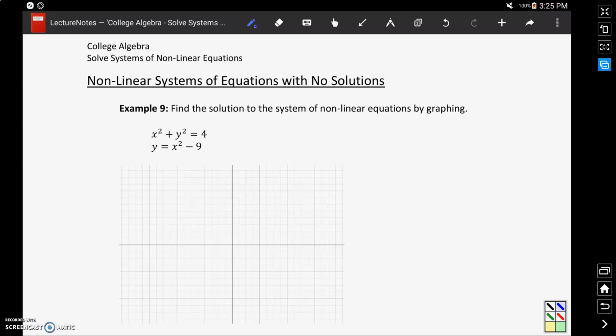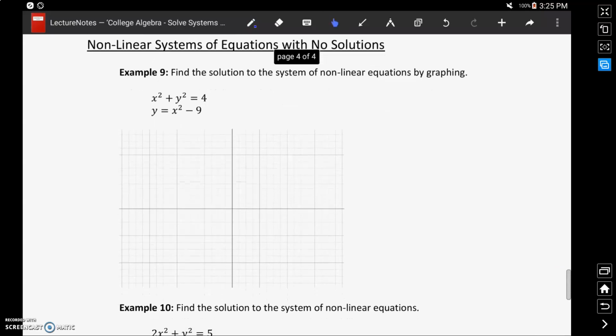When we looked at linear systems of equations, we encountered cases where there were no solutions or inconsistent systems. That meant with linear systems that we had two parallel lines. We can also have cases with nonlinear systems where there's no solution. Since we're not dealing with straight lines, though, it's not a case of parallel lines. It's a case of simply the two graphs never intersecting with one another.